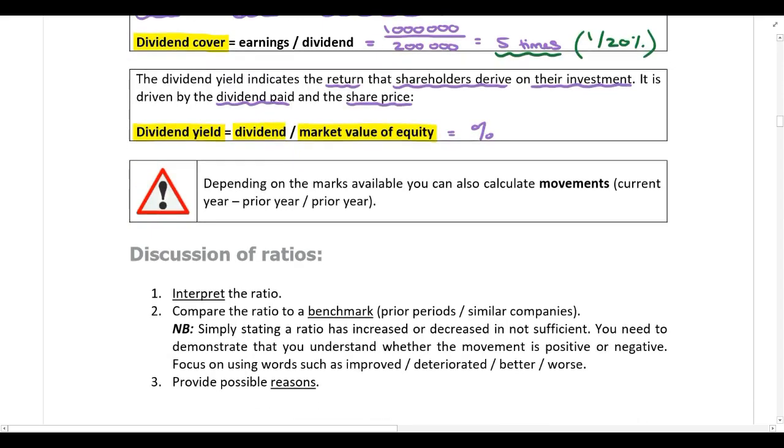Now guys, depending on the marks available in the question, sometimes you'll calculate all of those ratios and you'll still be short of marks. Please note, in addition to performing all of the ratio calculations above, you can also calculate movements in things. So you can calculate the movement in the dividend from last year to this year, or the movement in the share price from last year to this year. So you can always calculate movements in addition to the above ratio calculations. And you always calculate a movement by taking the current year figure, subtracting the prior year, and dividing by the prior year.